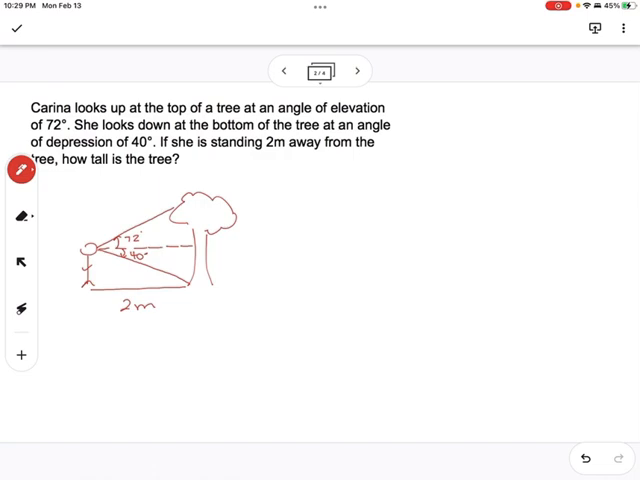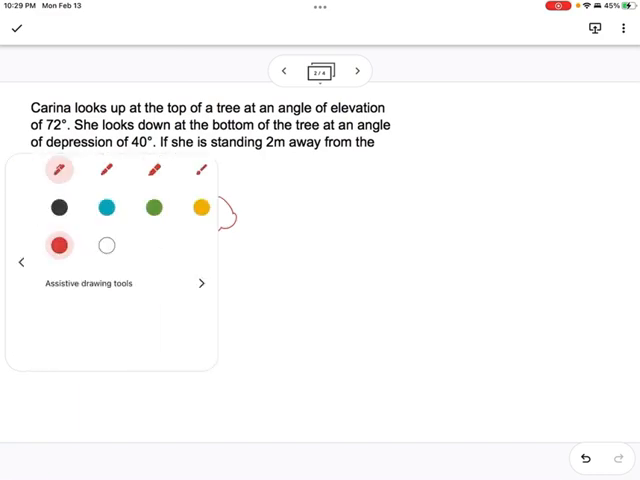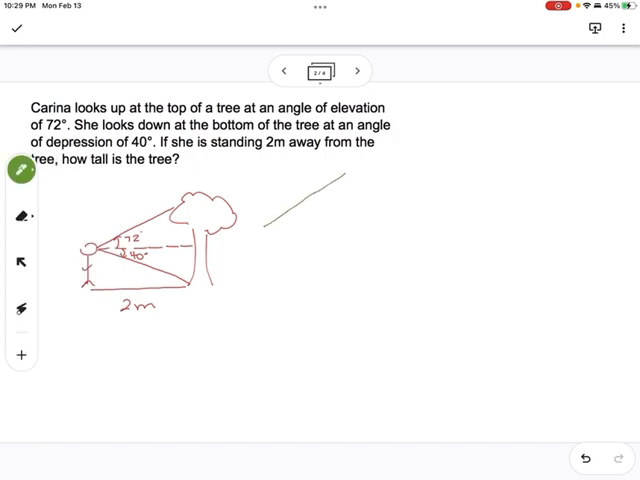Okay, so we want to know how tall the tree is. We see that we have two separate triangles here. And if we were to add those pieces together, we would get the height of the tree. So we have two separate triangles. We have this one here, we have this angle, 72. We want to know this piece of the tree height, and we know that the horizontal, this distance between Karina and the tree, is 2 meters. So 2 meters goes here.